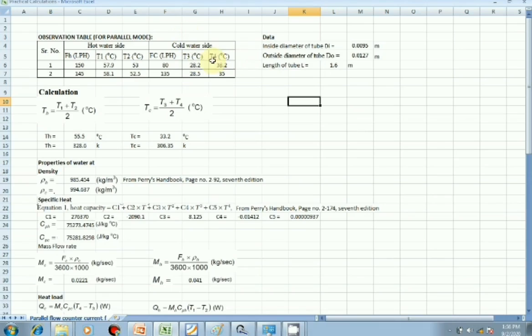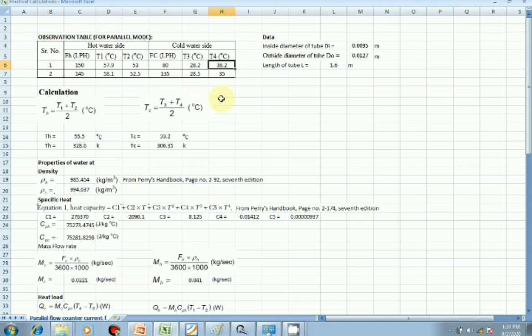So we got 2 readings. Here this is our first reading. The flow rate of hot water is 150. The inlet temperature of the hot water is 57.9 degrees Celsius, while the outlet temperature of the hot water is 53 degrees Celsius. The flow rate of the cold water is 80 liters per hour. The inlet temperature of the cold water is 28.2 degrees Celsius, and the outlet temperature is 38.2 degrees Celsius.